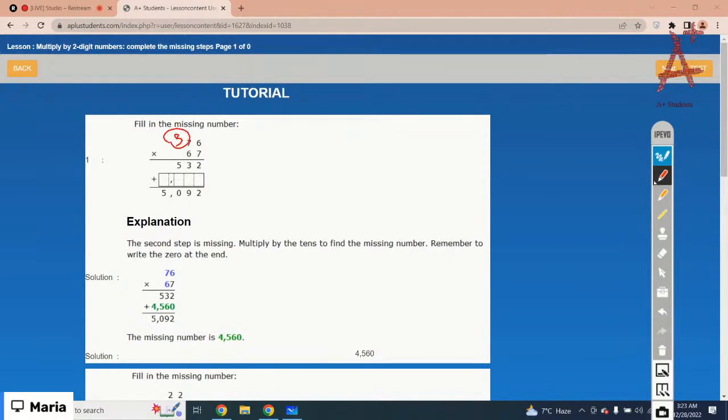Now you have to do 6 times 7. 6 times 7 is 42. Here you have 6 and 3 carried. 6 times 7 is 42 and 3, 45. So the missing number is 4560. Got it? Let's just start with the test.